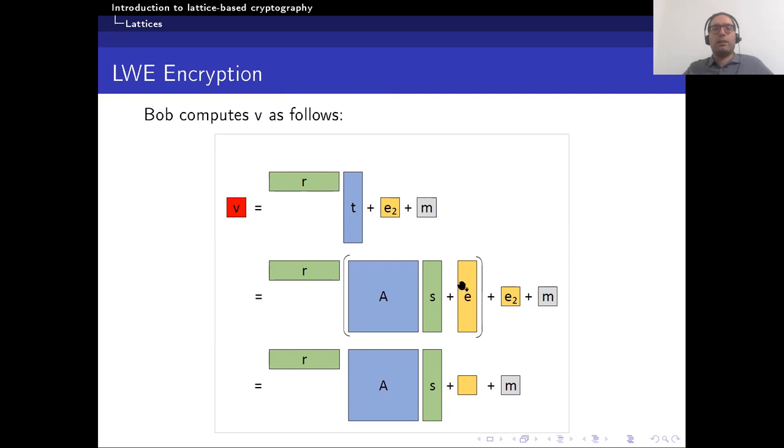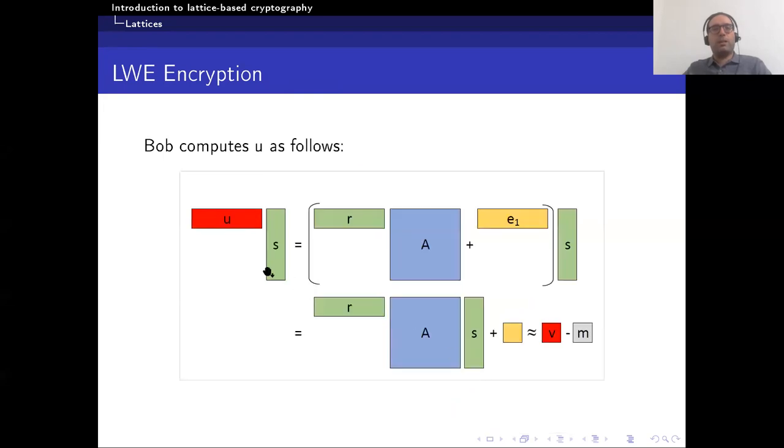Therefore, we can assume that the multiplication of a value with small coefficients results in small coefficients, and when we add it to another small value, we have only a small noise here. We show it with this yellow box. The value of U can also be rewritten as R times A plus E1. So if we compute U times S, it will be equal to R times A times S plus a small noise, since the multiplication of E1 and S is small. So you can see that this value is almost equal to V minus M.